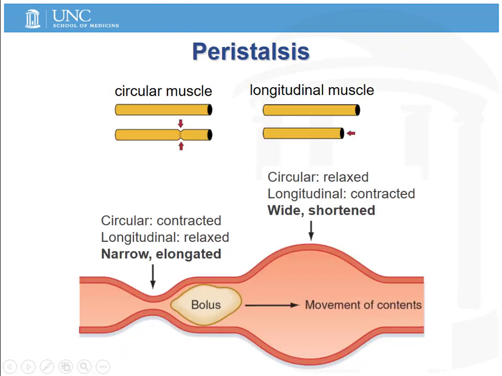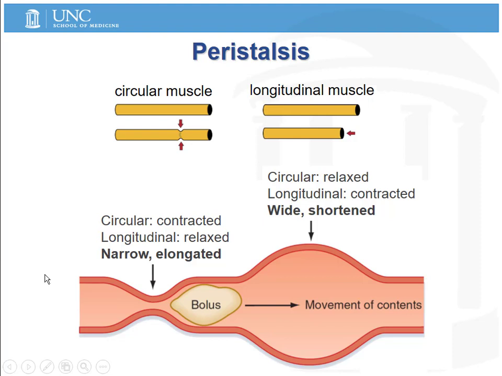Peristalsis is a traveling wave of contraction in the small intestine that propels chyme forward along the small intestine towards the large intestine. For this to occur, the circular and longitudinal smooth muscles surrounding the GI tract have to contract and relax in a complex and coordinated way. Remember that contraction of the circular muscle decreases the diameter of the tube, while contraction of the longitudinal muscle decreases the length of the tube.